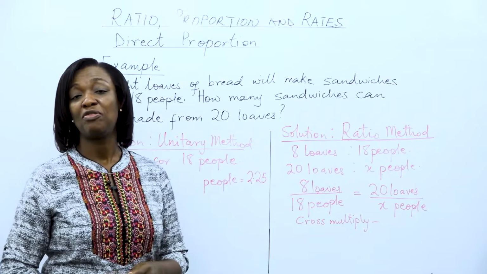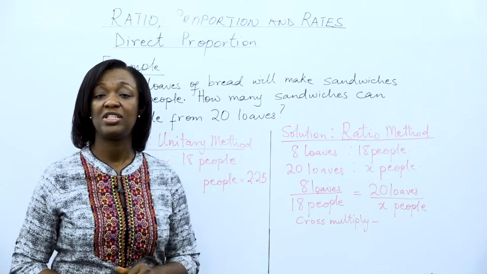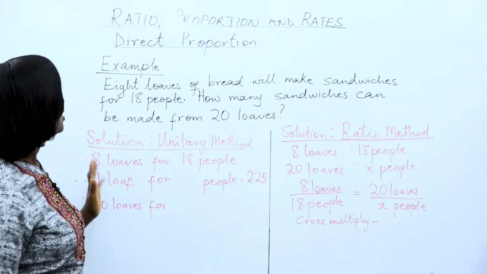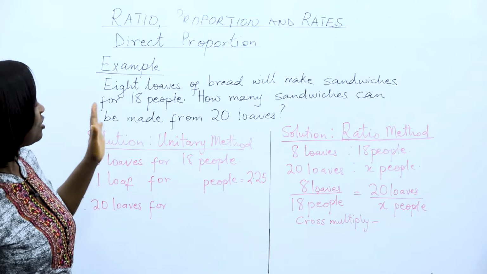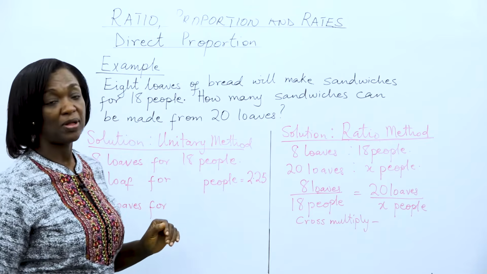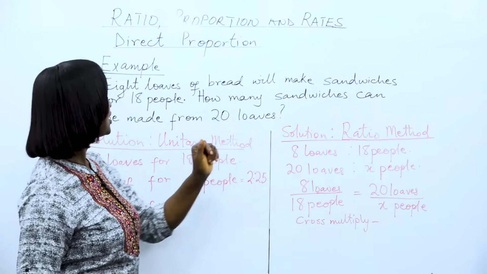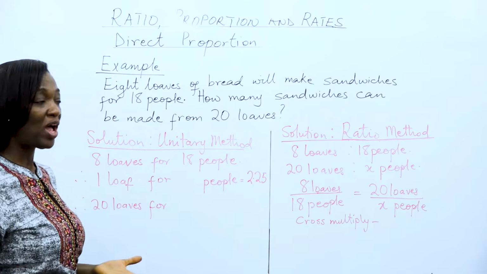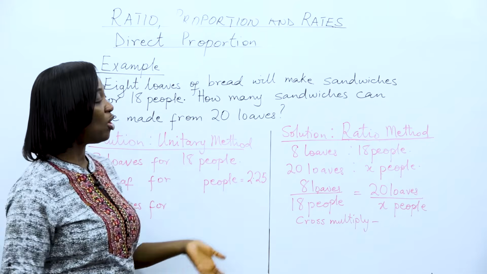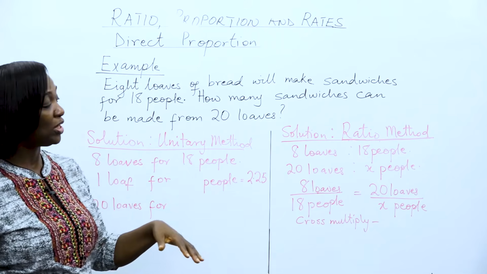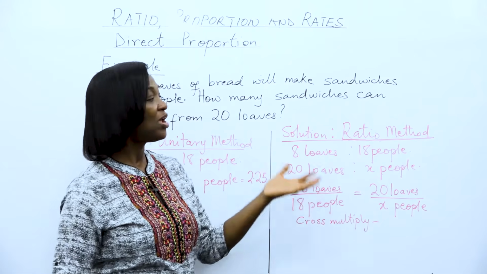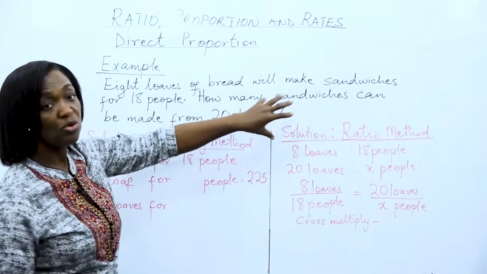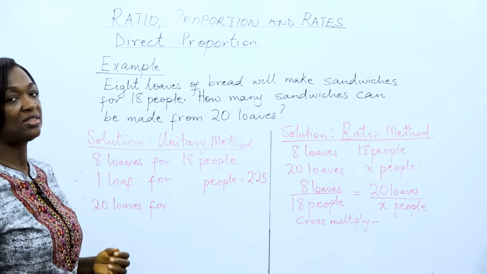Here we want to solve problems directly related to direct proportion. So let's look at this example. 8 loaves of bread will make sandwiches for 18 people. How many sandwiches can be made from 20 loaves? There are two methods. We either use the unitary method or the ratio method, which is also called the algebraic method, where you equate the number of sandwiches which we are looking for, you make it x.